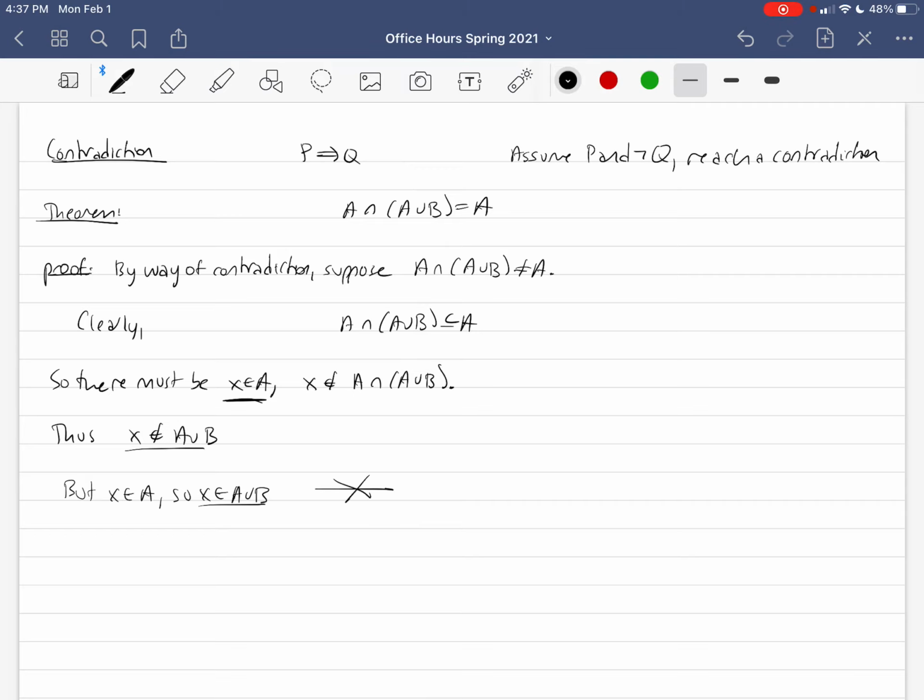Now I wrote that as a line with an X through it. Technically speaking, it's two arrows running smack dab into each other in a head-on collision. This is a contradiction. Thus, our original assumption must be false. And I am done.